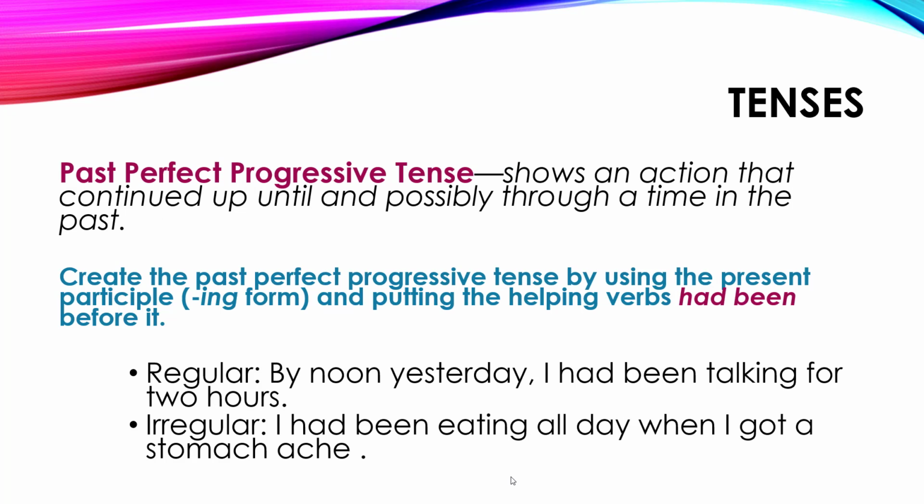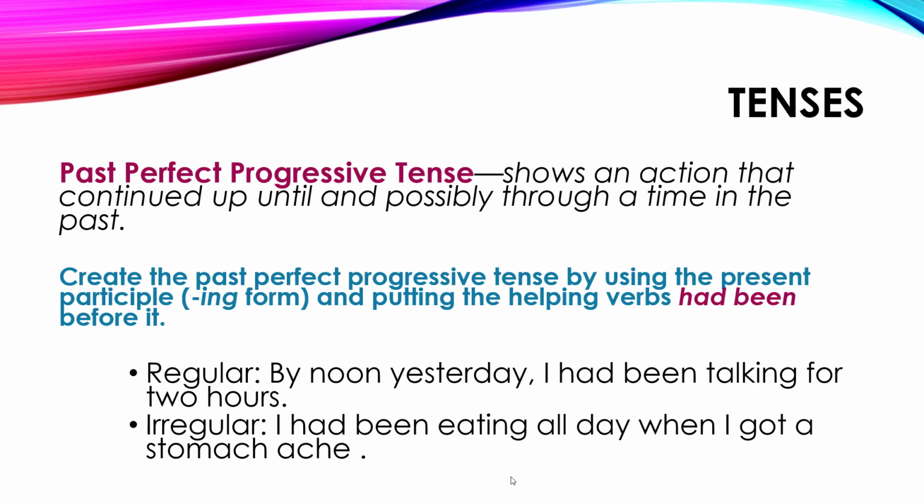Past perfect progressive tense shows an action that continued up until and possibly through a time in the past. Create the past perfect progressive tense by using the present participle ing form and putting the helping verbs had been before it. By noon yesterday, I had been talking for 2 hours. I had been eating all day when I got a stomachache.